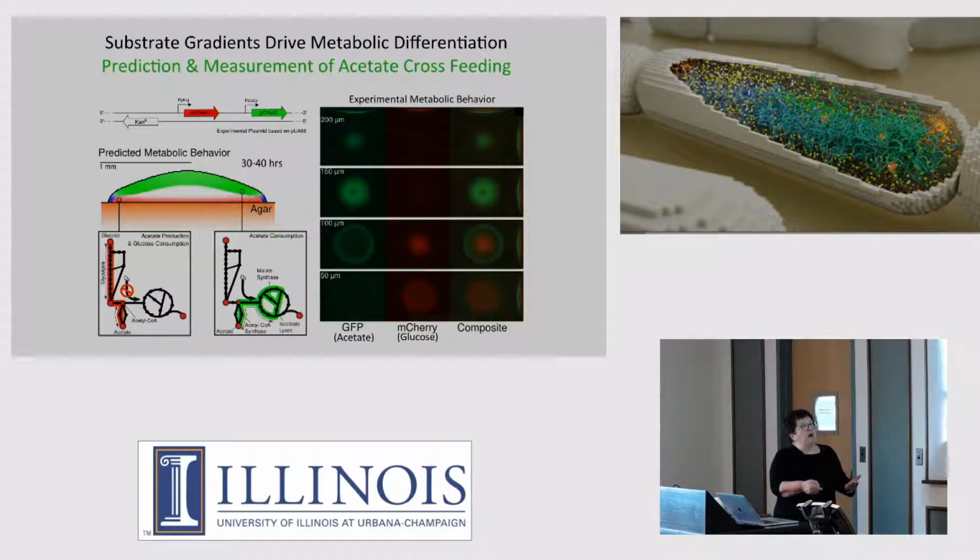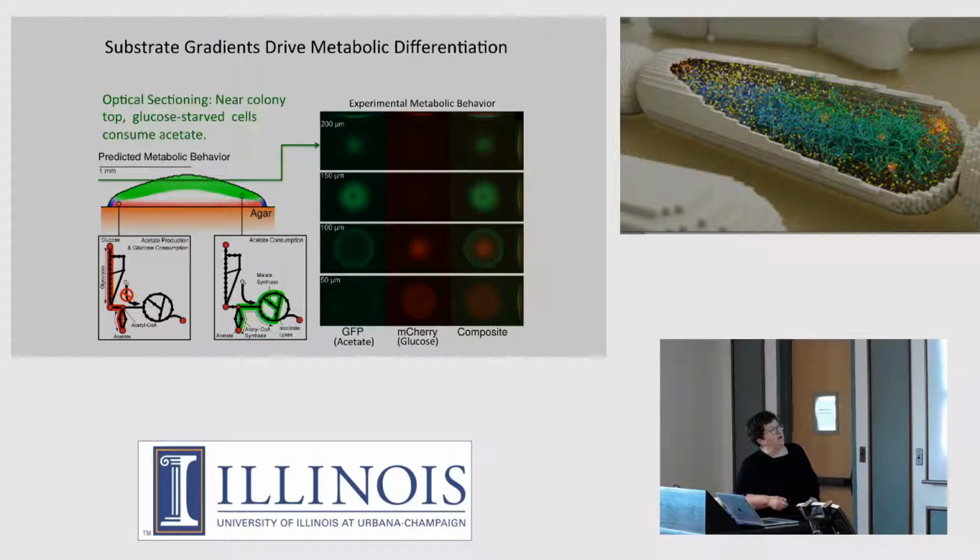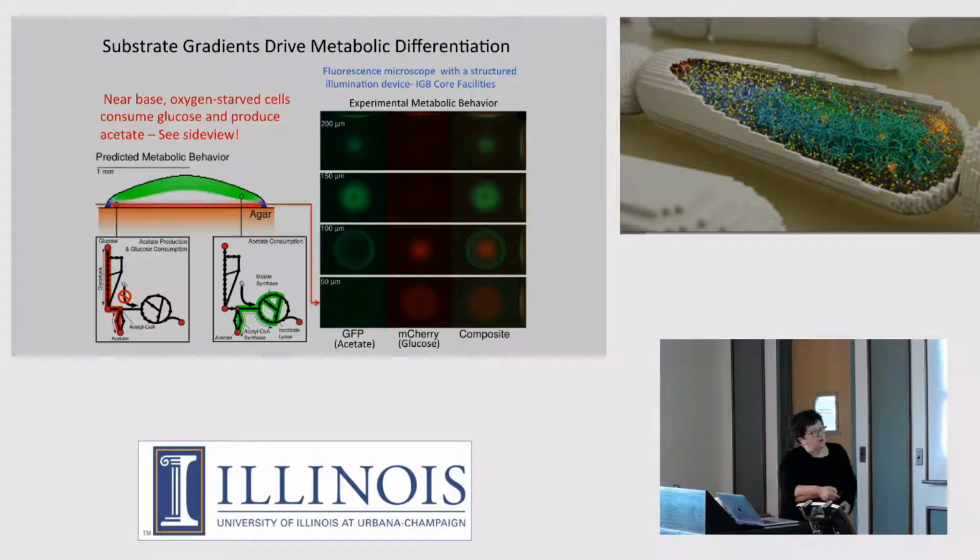And the ones at the bottom should be red. The ones at the bottom are going to be taking up the glucose, producing acetate, and the ones at the top are going to be consuming it. And here's the actual experiment from the structured illumination when we cut through the colony far away from the agar, so you should see only green. And when you cut through cells close to the agar, you should only see red for the glucose utilization.